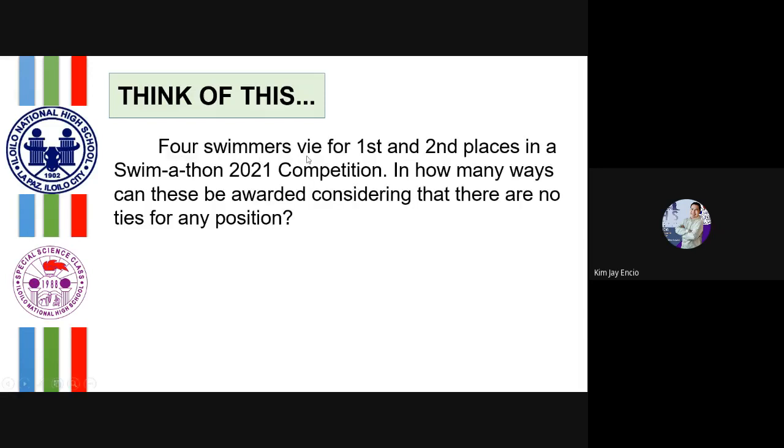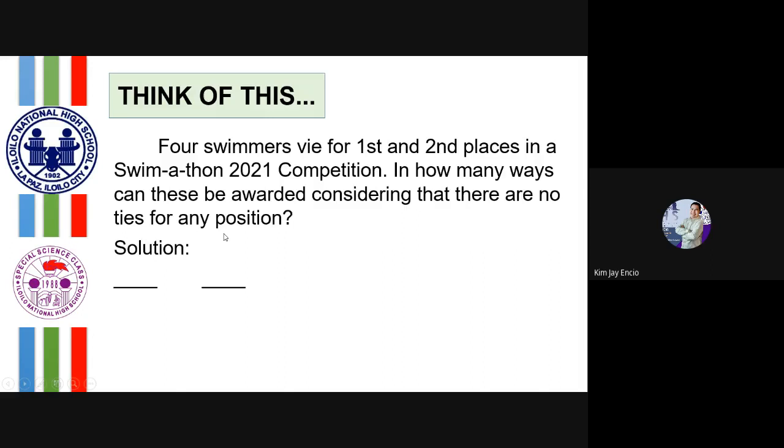Four swimmers vie for first and second places in a Swimathon 2021 competition. In how many ways can these two positions be awarded, considering that there are no ties for any position? So there are four swimmers and there are only two slots. By the way, feel free to pause and solve if you wish, and if you are ready, then just continue the video and check if you have the same answers.